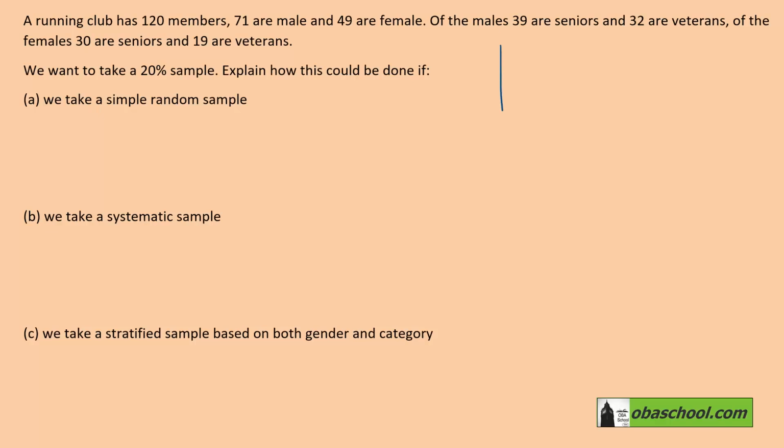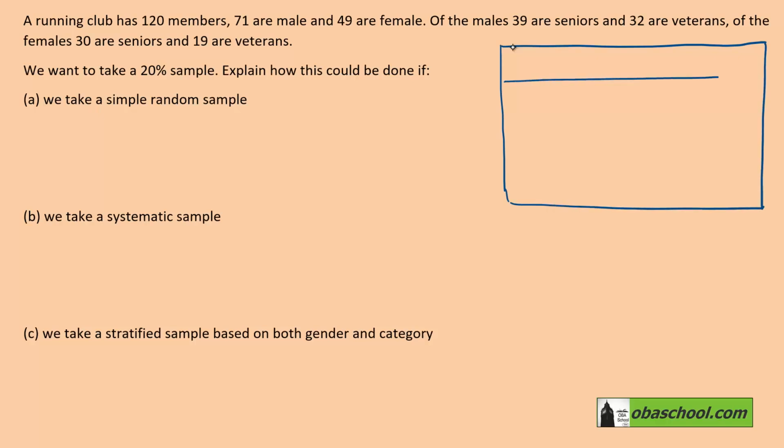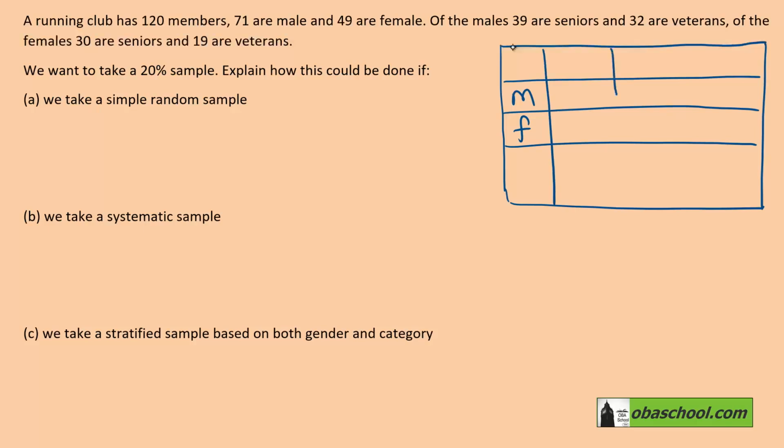Now I'm just going to quickly draw a two-way table. So we know that we have male and female, and we have senior and veteran. Of course, we've got totals here and here. And we know the total males are 71, and the total for the females is 49. And together those make up our 120 members.